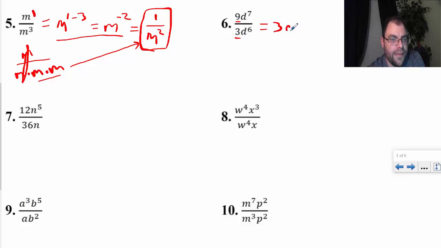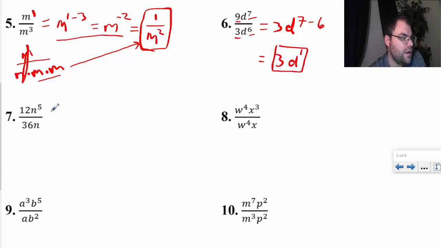Now we have d as our variable. And then we're going to have the top power minus the bottom, so this is going to be d to the power of 7 minus 6. What this is going to end up being is 3 d to the power of 7 minus 6, which is 1.